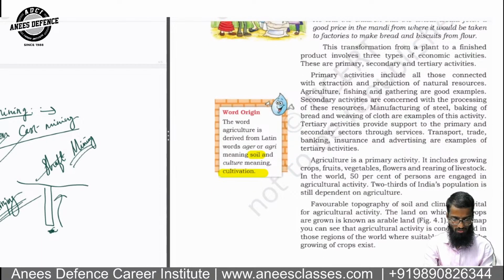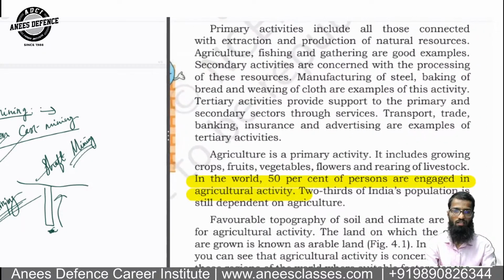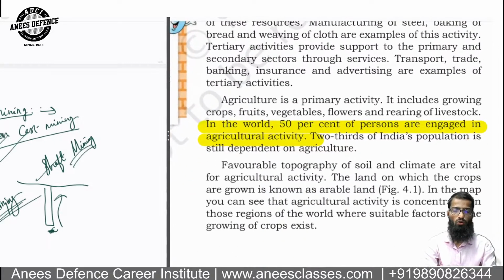In the world, 50% of the persons are engaged in agricultural activity. How many? 50% of the world's people are engaged in agricultural activities. 2/3 of India's population is still dependent on agriculture. Kitni? 2/3.